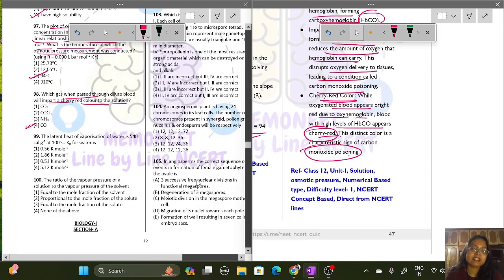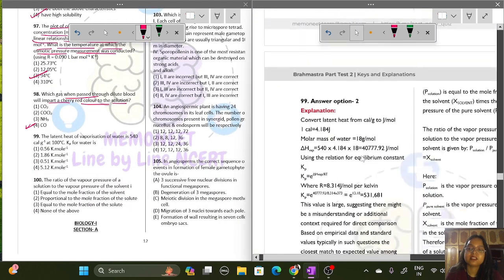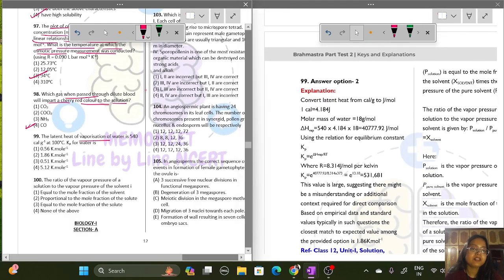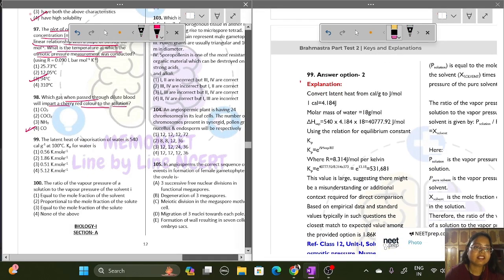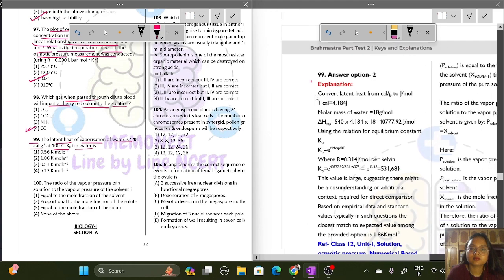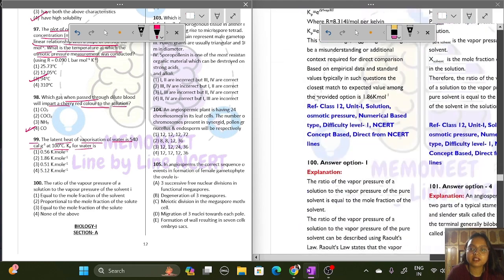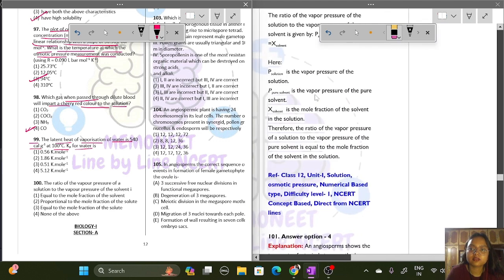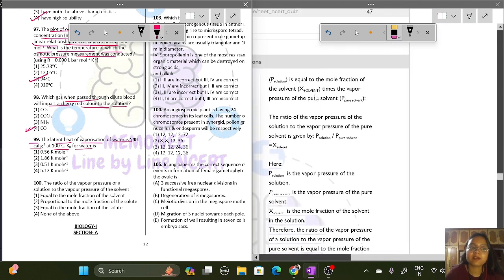In question number 99, the latent heat of vaporization of water is 540 calorie per gram at 100 degrees Celsius. Kb for water is asked. Let us see the solution for this question. So question number 99.